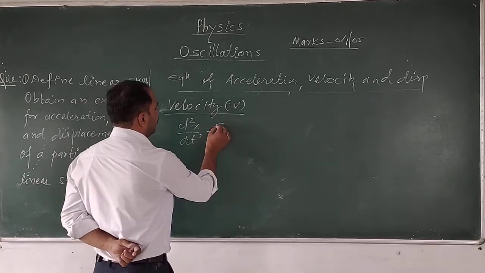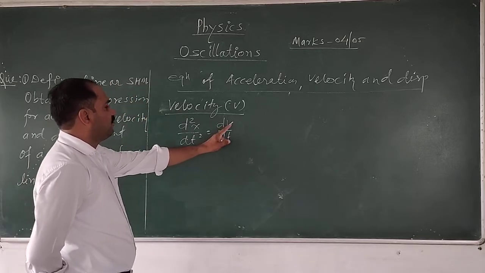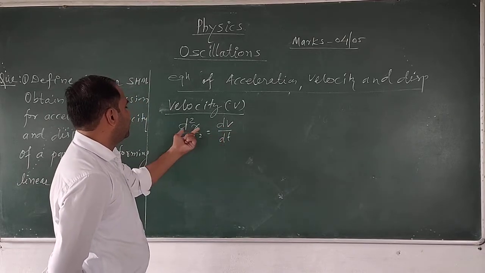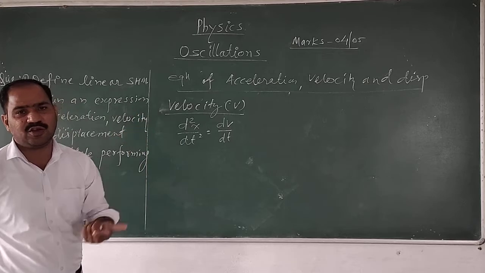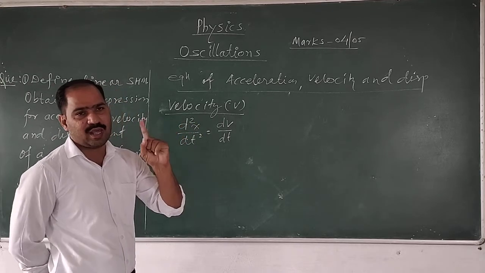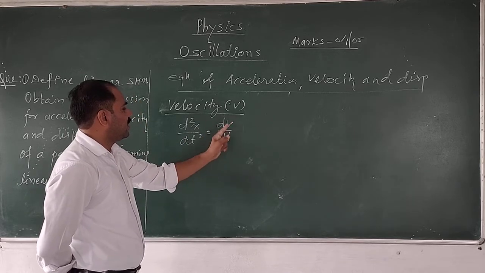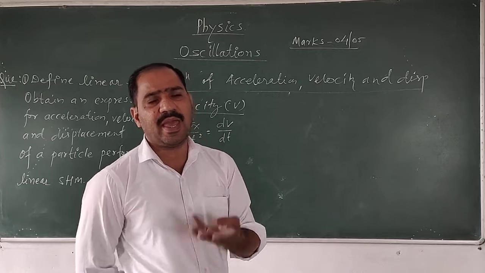It is the derivative, that is dv upon dt, the time rate of change of velocity with respect to time, which is nothing but the acceleration. Because previously we have written here d2x upon dt square is equal to small a. Again, this means that dv upon dt, the derivative of the velocity, is nothing but the acceleration.